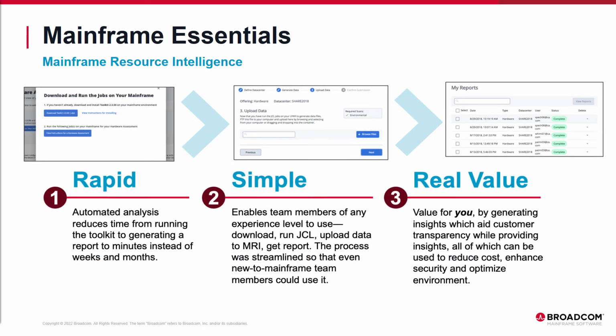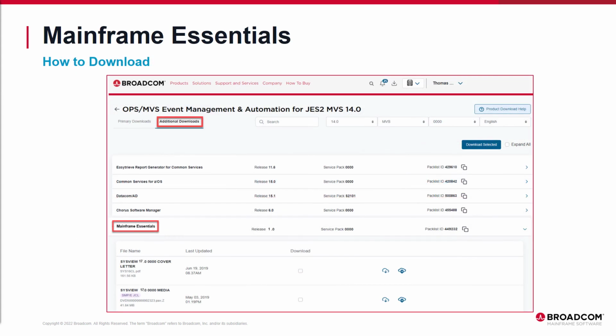MRI is easy to run. You simply log in, download a small toolkit, run it on your system to collect the data, and upload the data to the MRI tool. Easily access the MRI offerings at mri.broadcom.com. To access Mainframe Essentials, simply log into Broadcom Support and go to your mainframe downloads page.